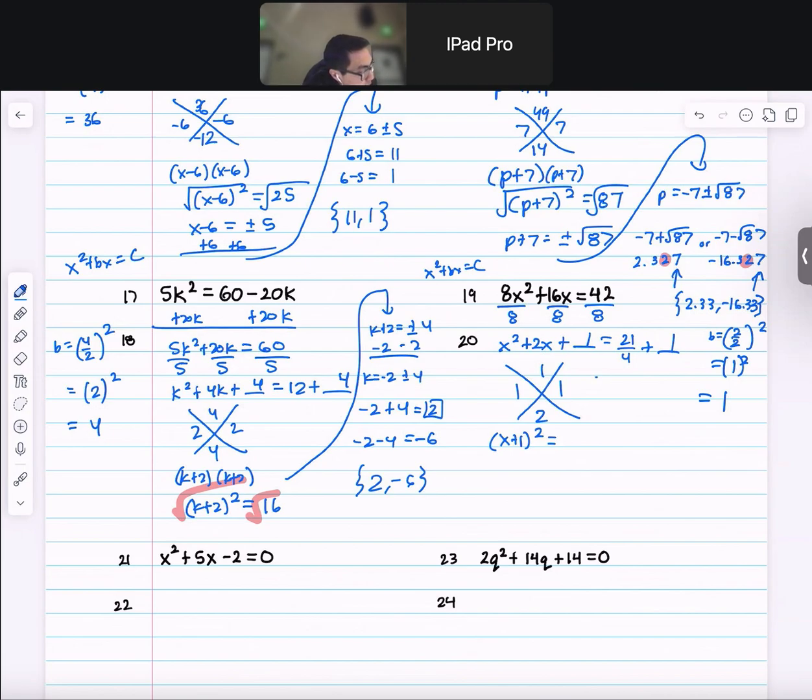Okay, over here, 21 over 4. Now we can get common denominators of 4 by multiplying the 1 top and bottom by 4. So we get 4 over 4. So 21 plus 4 is 25, and you keep the denominator the same. Square root both sides. X plus 1 equals plus or minus 5 halves. And then subtract 1 from both sides. X equals negative 1 plus or minus 5 halves.